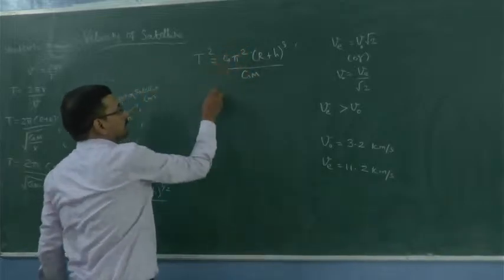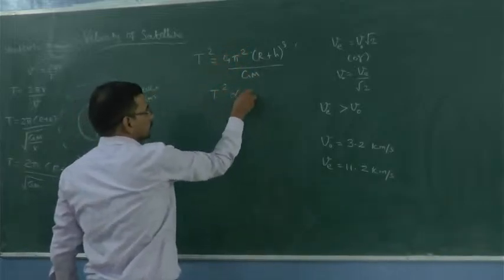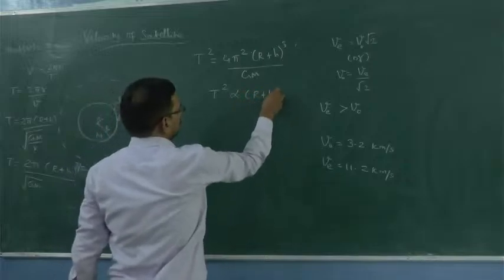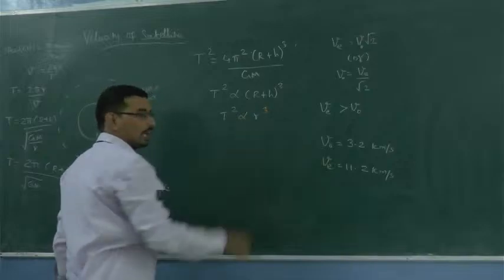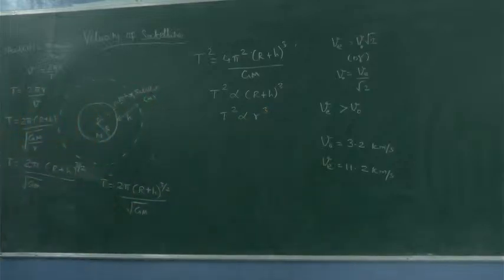When we remove these constants, we can say T square is proportional to (R plus h) whole cube, or simply T square is proportional to R cube. We are just verifying whether satellite motion obeys Kepler's planetary motion or not. Is it obeying? Yes, obeying.